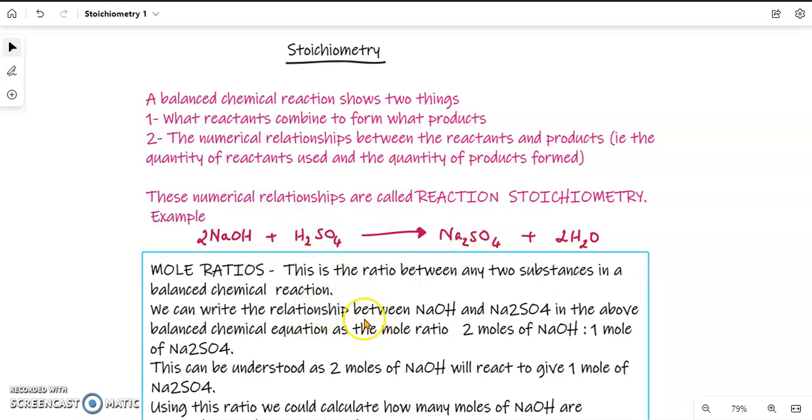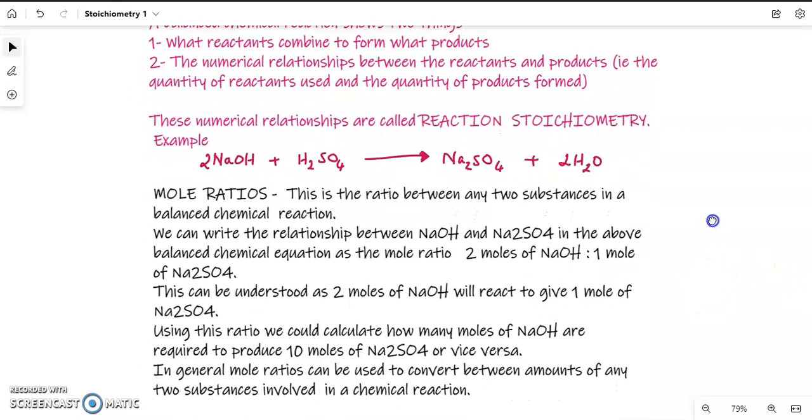Now, in this equation, for example, we can write the relationship between sodium hydroxide and sulfuric acid, sodium hydroxide and sodium sulfate, sodium sulfate and sulfuric acid, and so on. You can write the mole ratio between any two substances in a balanced chemical equation. If we consider the relationship between sodium hydroxide and sodium sulfate, we can write the mole ratio as 2 moles of sodium hydroxide to 1 mole of sodium sulfate. This means that 2 moles of sodium hydroxide will react to give 1 mole of sodium sulfate in this equation.